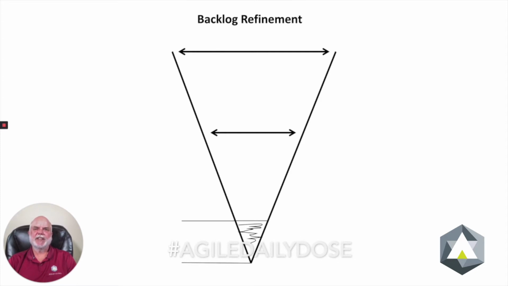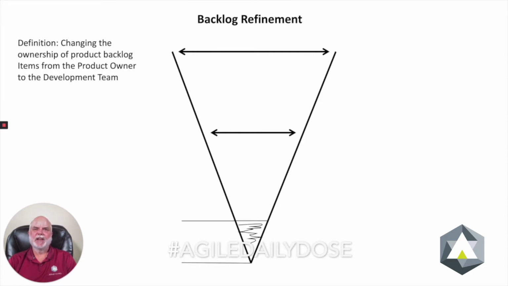First, let's give a definition for what backlog refinement is. To me, backlog refinement is changing the ownership of the product backlog item from the product owner to the development team. The product owner owns the product backlog, the development team owns the sprint backlog.